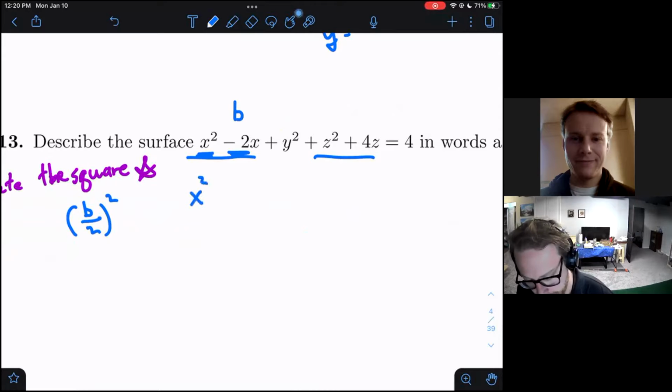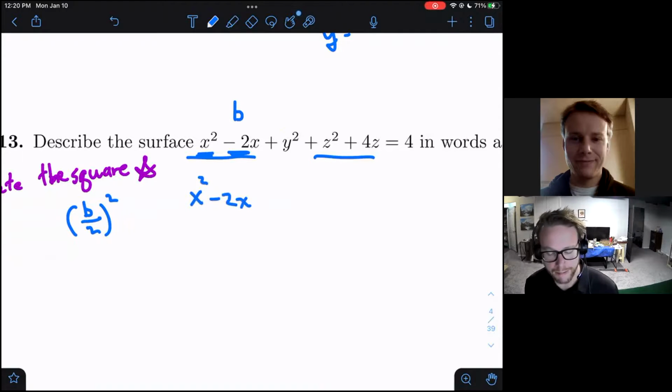So I'm going to go ahead, x squared minus 2x. I'm going to take my b value of -2. Oops, -2. I'm going to divide it by 2, and I'm going to square it. So this is going to be -1 squared. -1 squared is going to be 1. So I would like to add a 1 here.